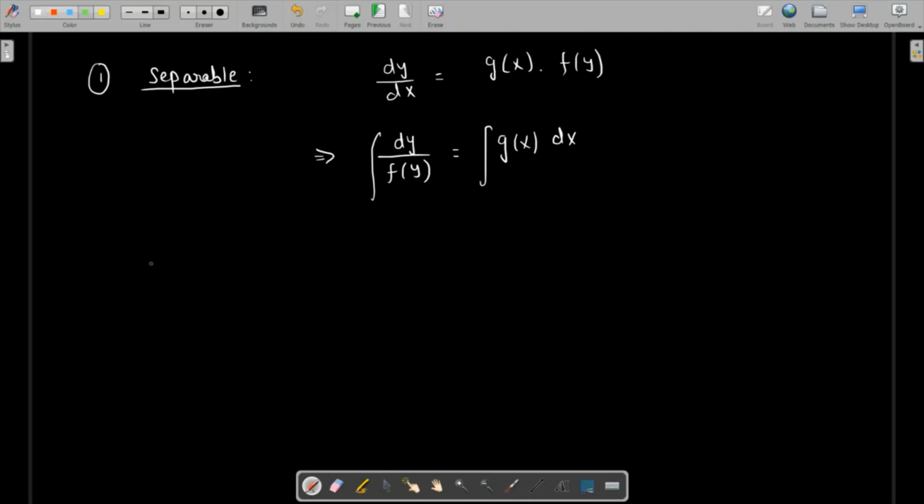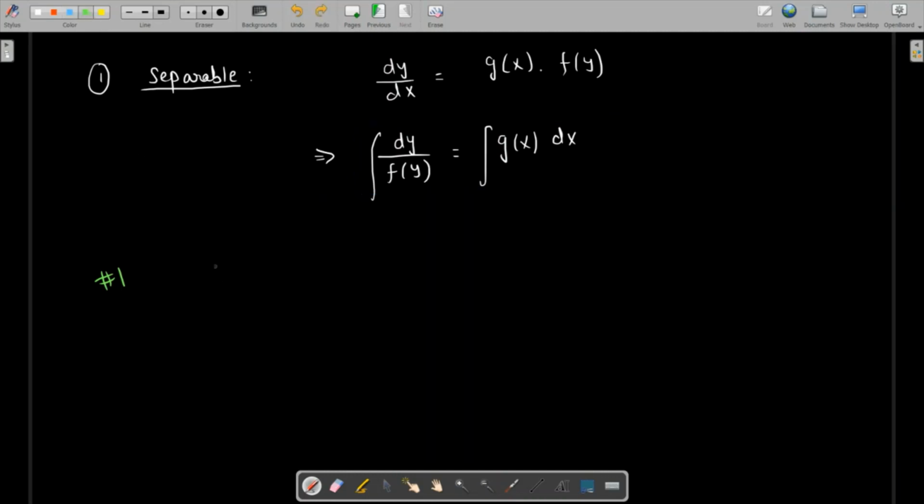We are going to do a couple of examples on the separable differential equation, and let's see how to solve them. So let's talk about the first one. And by the way, all the differential equations which are separable may not look in this format. So we'll see in the examples that sometimes we have to rearrange those to make them appear in this format, and then we can integrate them.